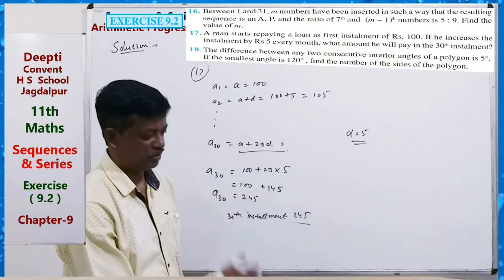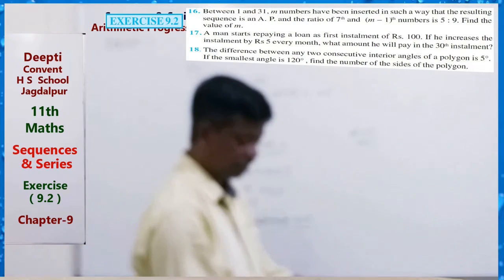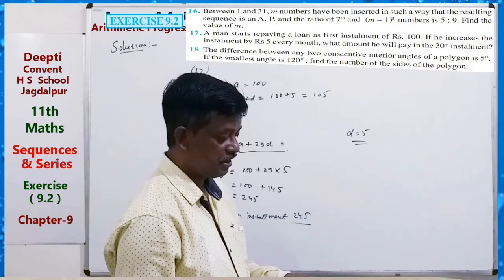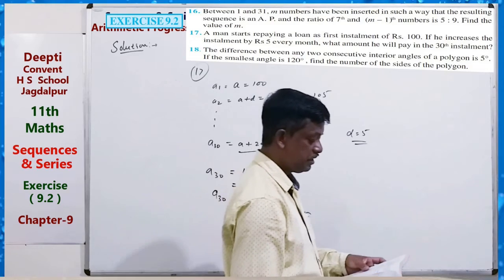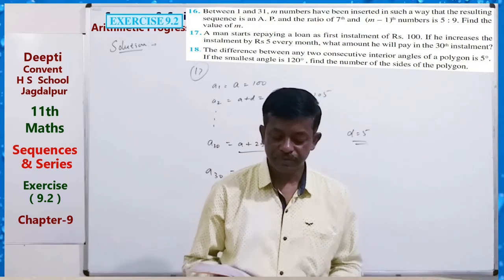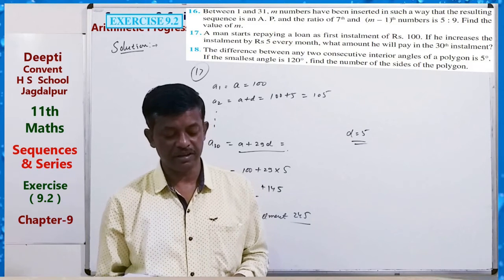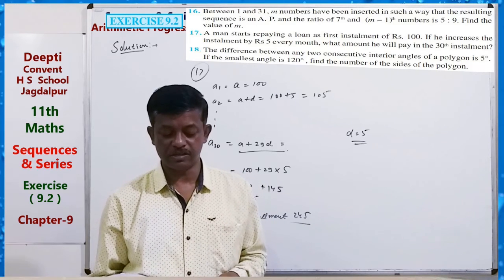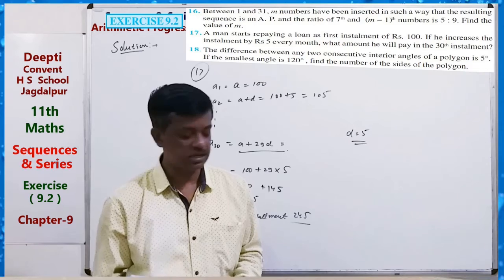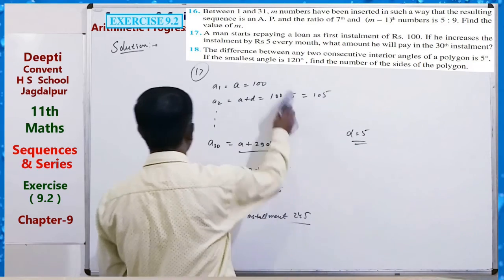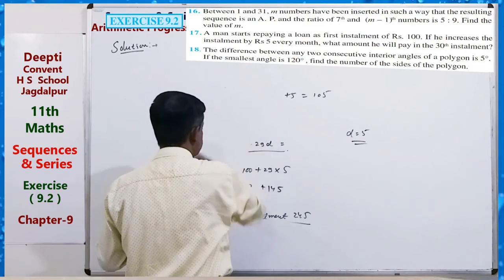Clear? Very simple question. And the remaining question is: the difference between any two consecutive interior angles of a polygon is 5 degrees. If the smallest angle is 120, find the number of sides of the polygon. This is the last question, 18, and it is also very simple.